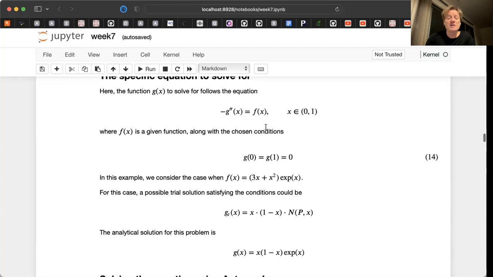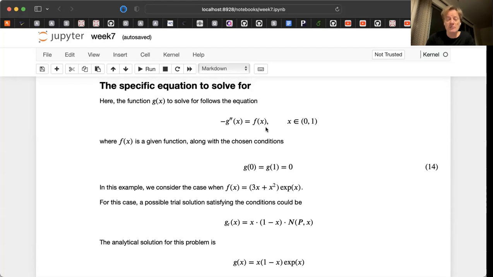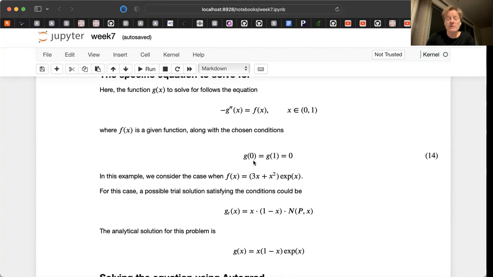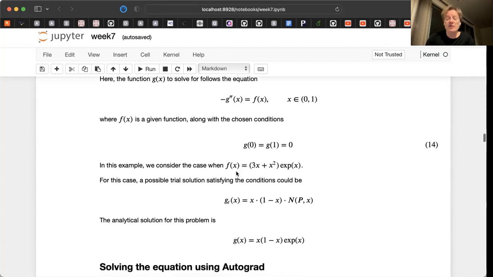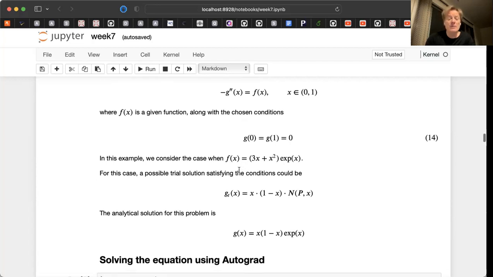Now, this is a so-called 2-point boundary value problem, and we have defined x to be between 0 and 1, and the boundary values at 0 and 1, which we have simply fixed to 0. These are so-called Dirichlet boundary conditions. And then we defined a function f of x which allows us to get an analytical solution.